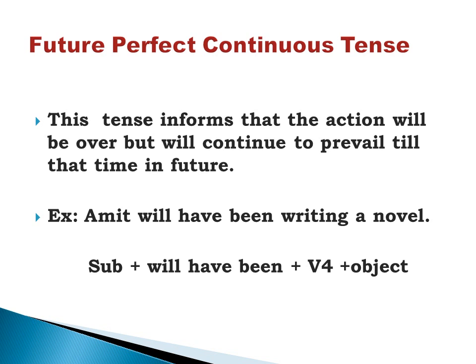Future perfect continuous tense. This tense informs that the action will be over but will continue to prevail till the time in future. Amit will have been writing a novel. He will have begun the action but will have continued with the same action for a longer period. To express this, we make use of future perfect continuous tense. Subject, will have been, and V4 form of the verb and then the object.